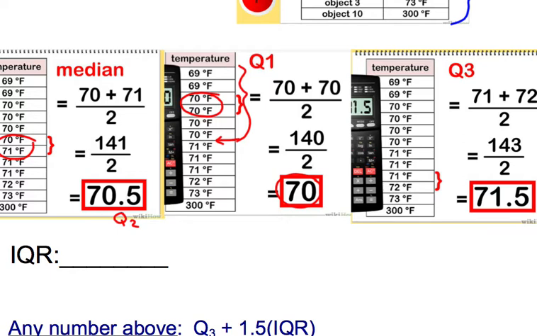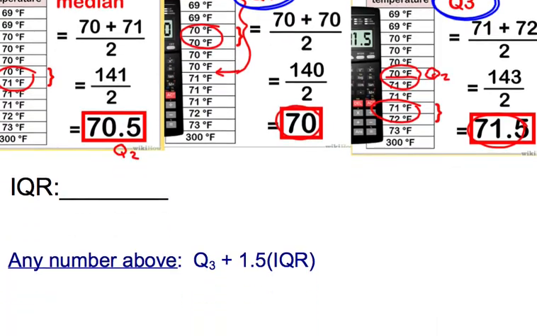Now we're going to find quartile 3. Again, here was your median. Find the middle, 71 and 72. Add them up and divide by 2, and there is your quartile 3. What we're going to work with to be able to find the outliers is these two numbers right here, quartile 3 and quartile 1. So let's head down.